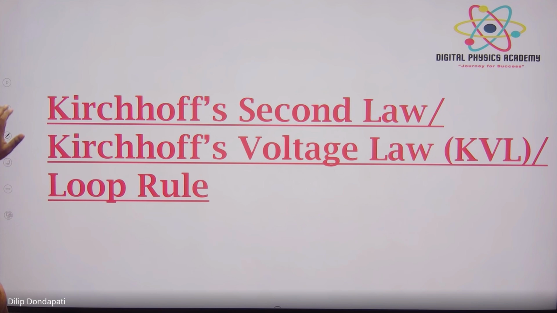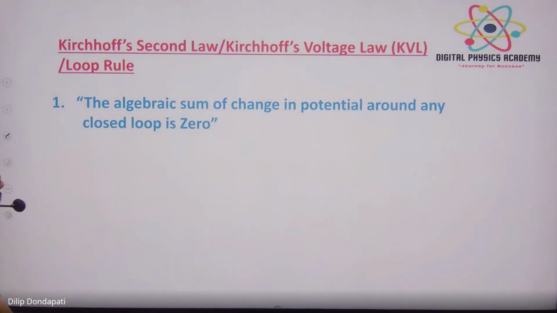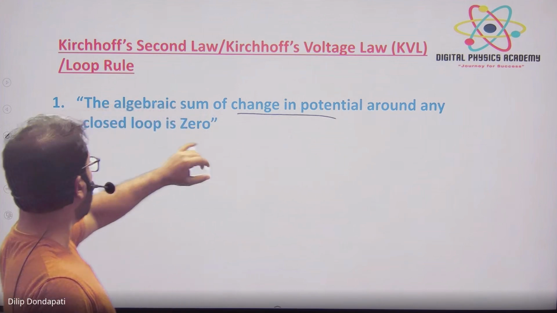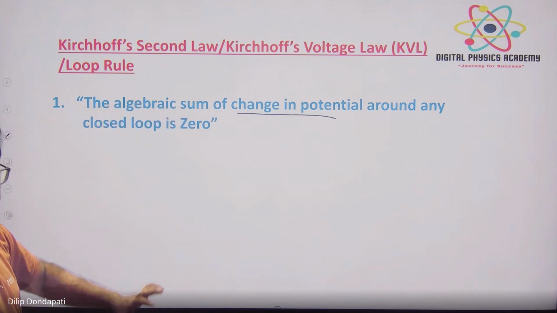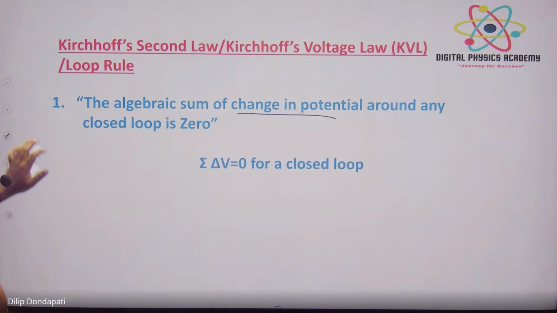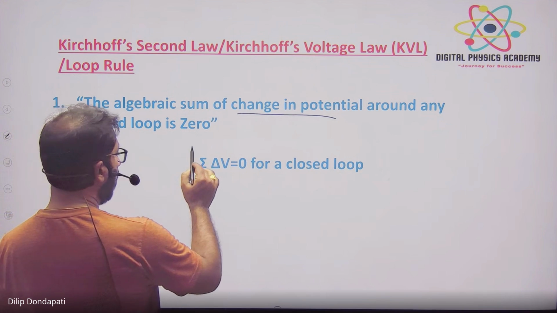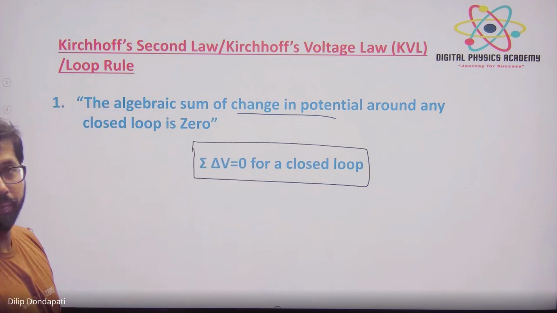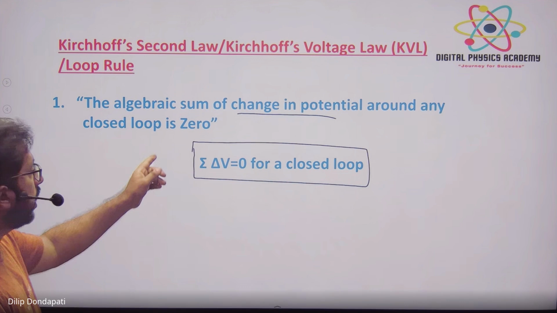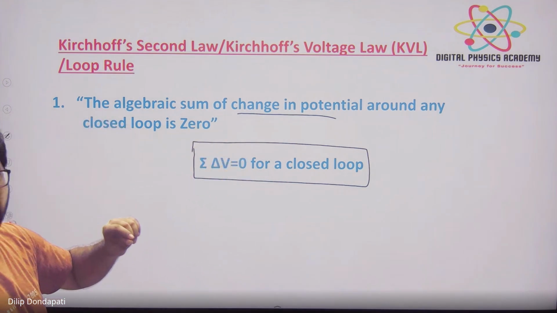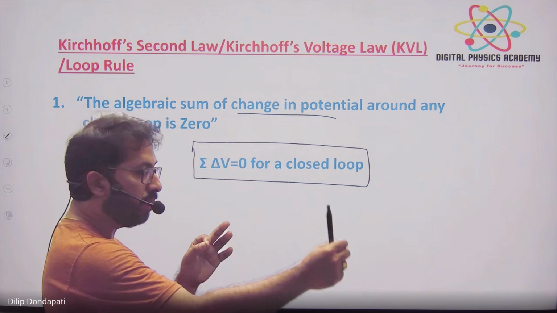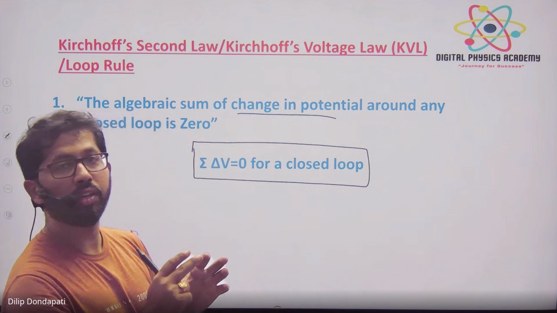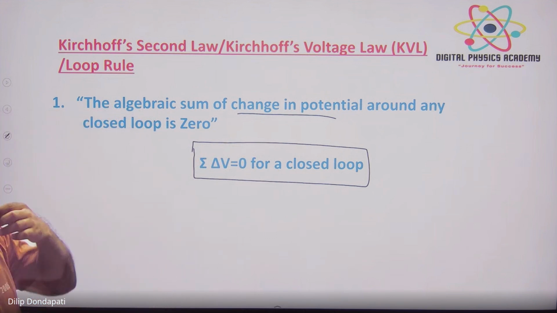Let us see how it works. KVL, the loop rule. What does the statement say? The algebraic sum of the changes in potential around any closed loop is 0. That means sigma of delta V is 0 for a closed loop. Closed loop means wherever you start, you come back to the same point, and the potential difference is always 0.